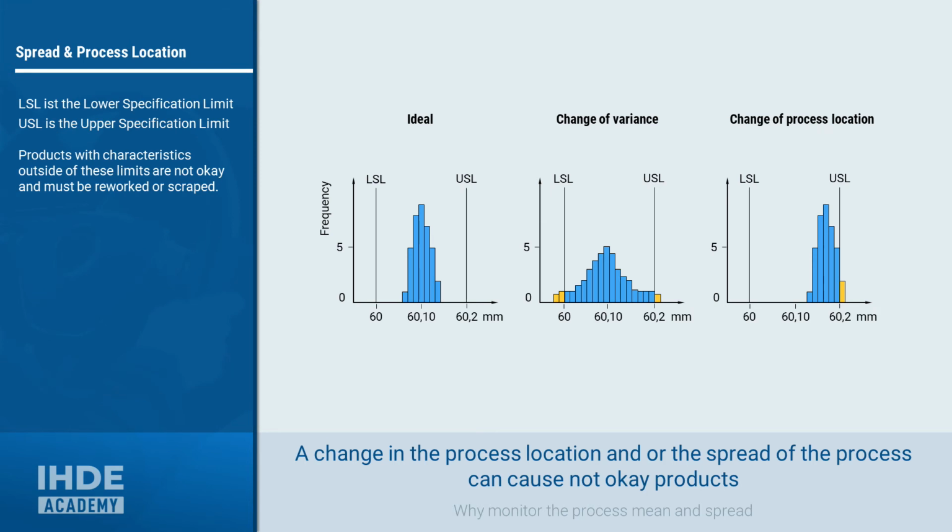In the third and last image, the spread is again very small, but the process location has shifted to the right. Also, here so far to the right that this shift has led to dimensions outside the permissible tolerance. Next, let's look at what this would look like in the value curve of a control chart.